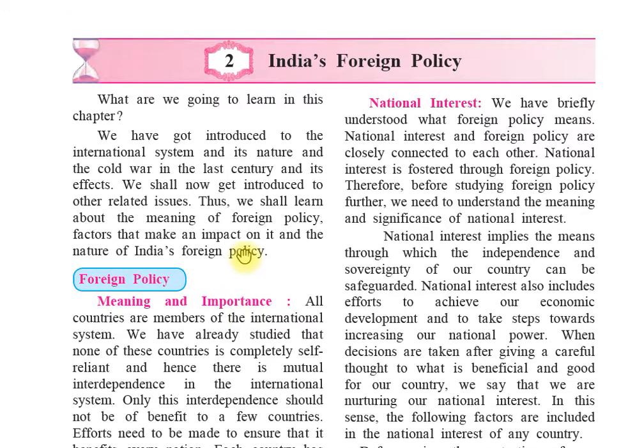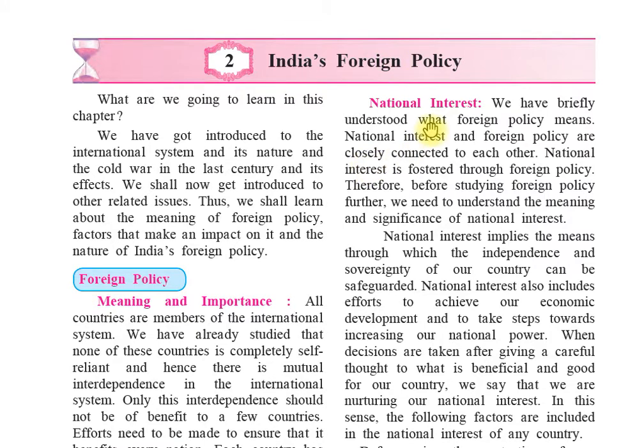All countries are members of the international system and there is mutual interdependence among them. The theoretical framework in which international decisions are taken is called foreign policy. So, what do you mean by foreign policy? The theoretical framework in which international decisions are taken is called a foreign policy.